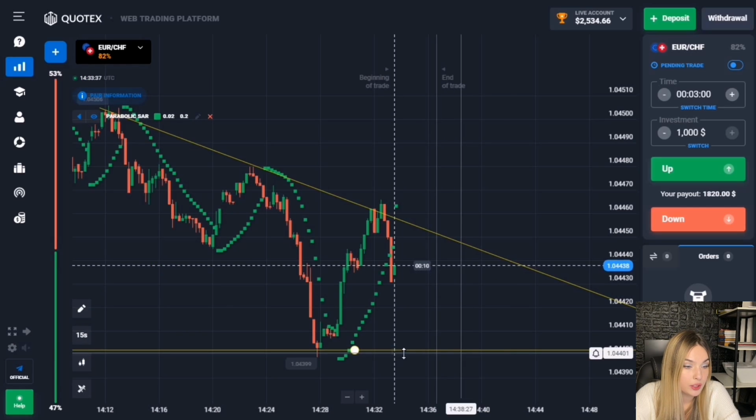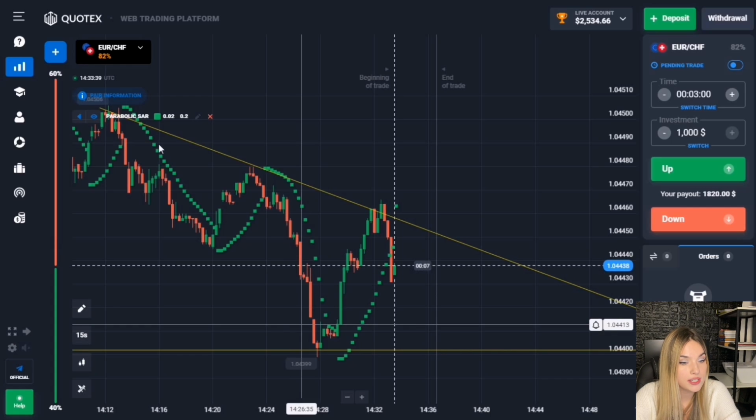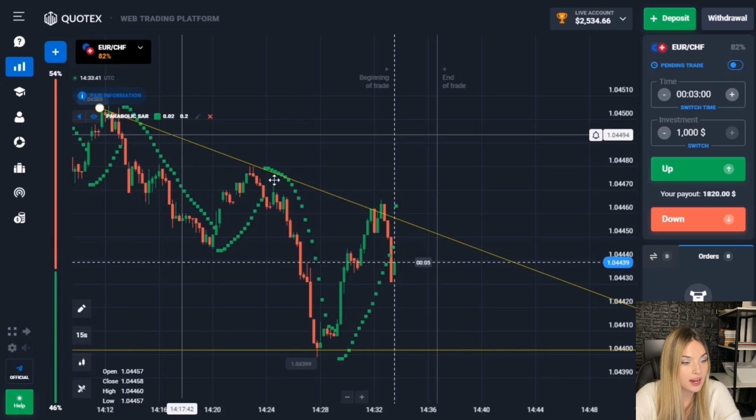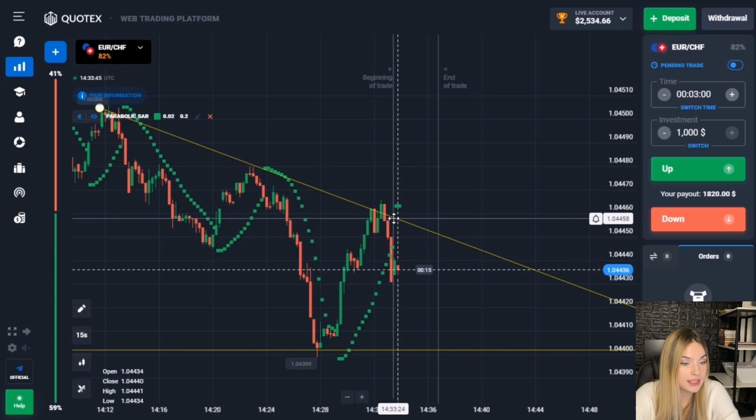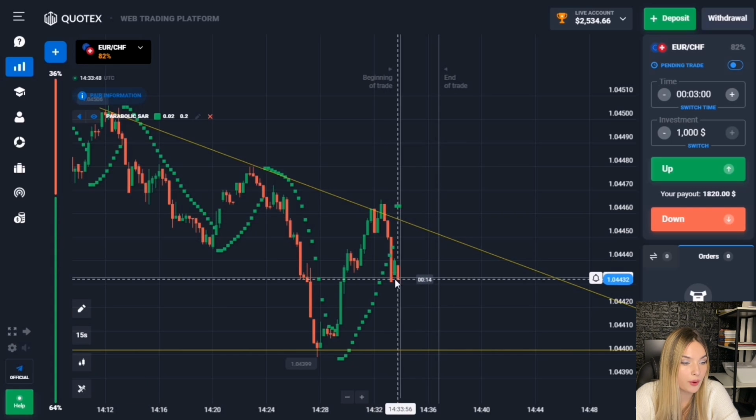Here we see the level of support. We also see that at the moment there is a downside movement. The price highs are getting lower. It has also pushed off from the trend line and is moving towards our support level.